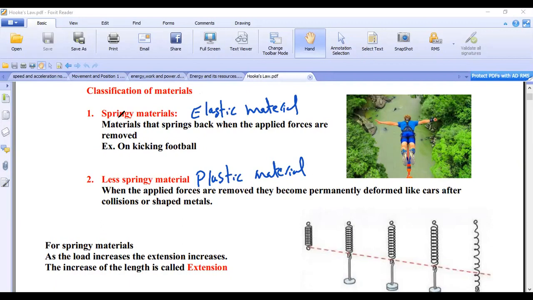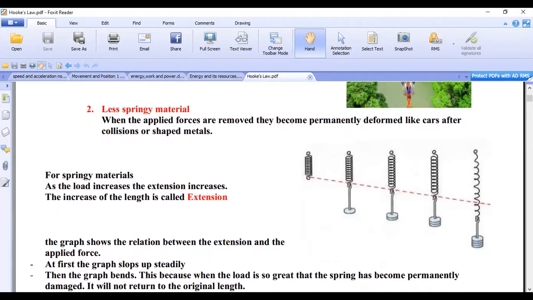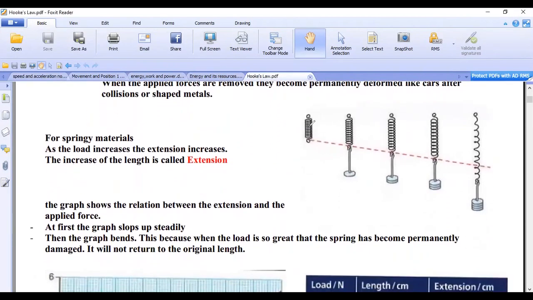And plastic deformation, when the force which causes the deformation is removed, it will not get back to the original shape. Okay, so here we consider the springy material like a spring. Here, this is a spring. This spring has length L naught.